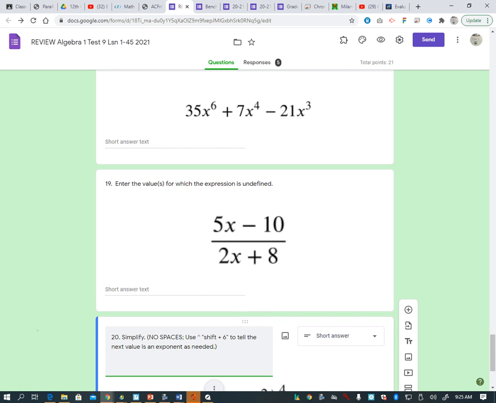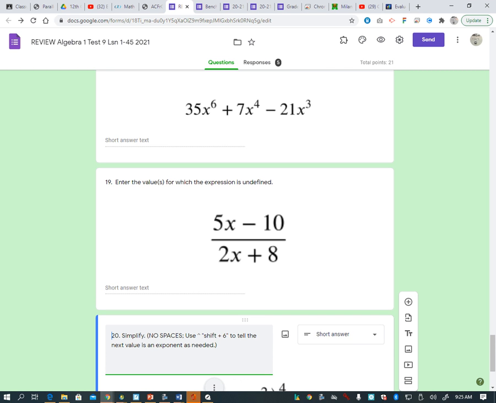Number 19. Enter the values for which the expression is undefined. An expression is only undefined when it creates something that we can't have. This is a fraction. When does a fraction come out with an error? When there is a 0 in the denominator. So our question is, when does 2x plus 8 equal 0? I want 2x plus 8 equals 0, because we're looking for the value of x that would make the expression undefined.